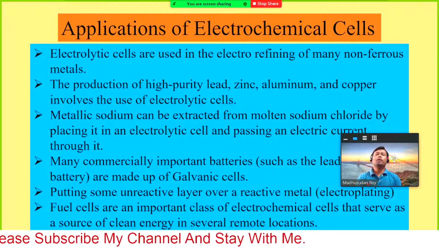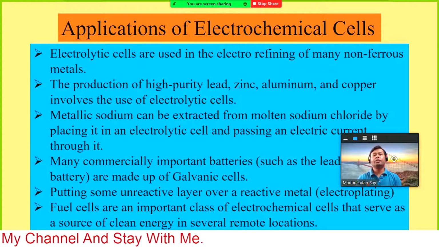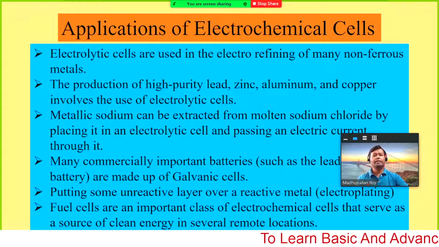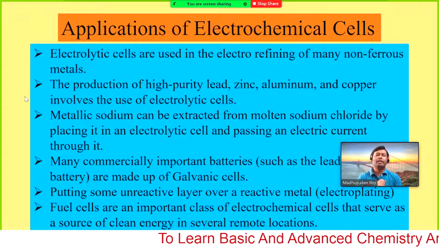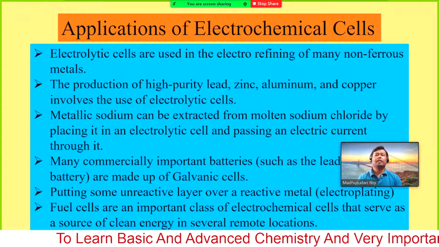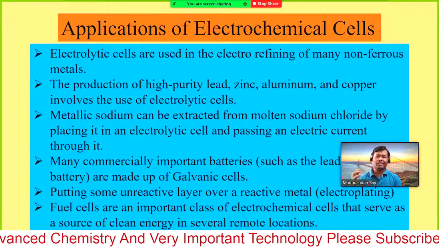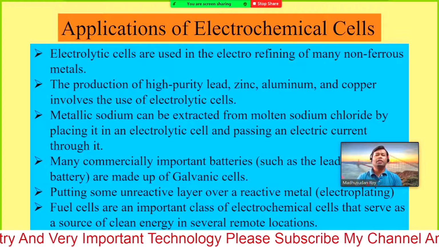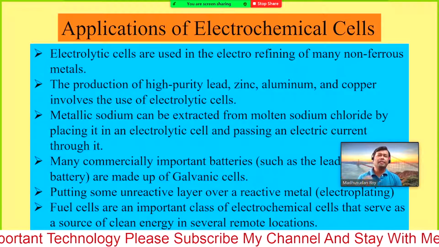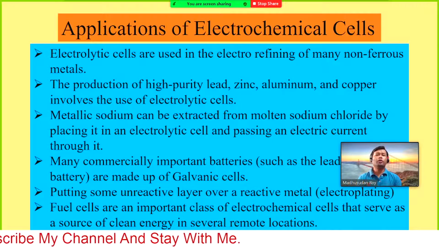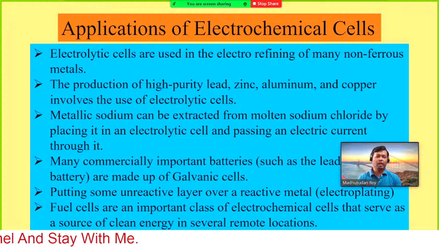So first of all, we are going to learn that electrolytic cells are used in electro refining. What does it mean? Refining, you are familiar with salt refining. Salt refining means if the salt contains some unwanted substances, then we need to refine the salt. Most of the time salt is extracted from the sea. Sea water contains a lot of salt and sand or many other things, so you need to refine the salt. So you need to purify. That is the word. What does it mean?